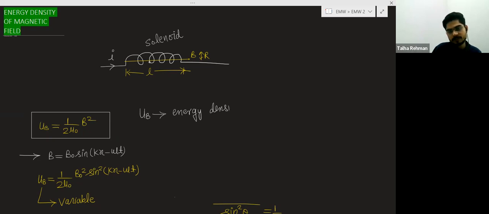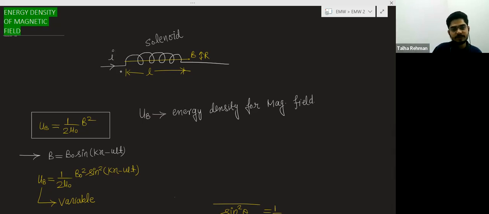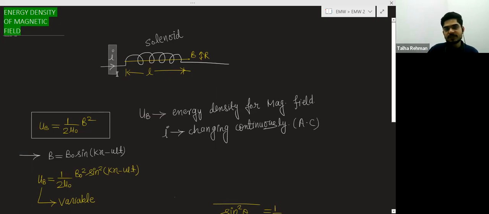Energy density for magnetic field. And we know that this current is alternating current. If I am saying the current I is changing continuously, basically this current is AC current. So this current will change continuously, and what is the magnetic field due to the solenoid?